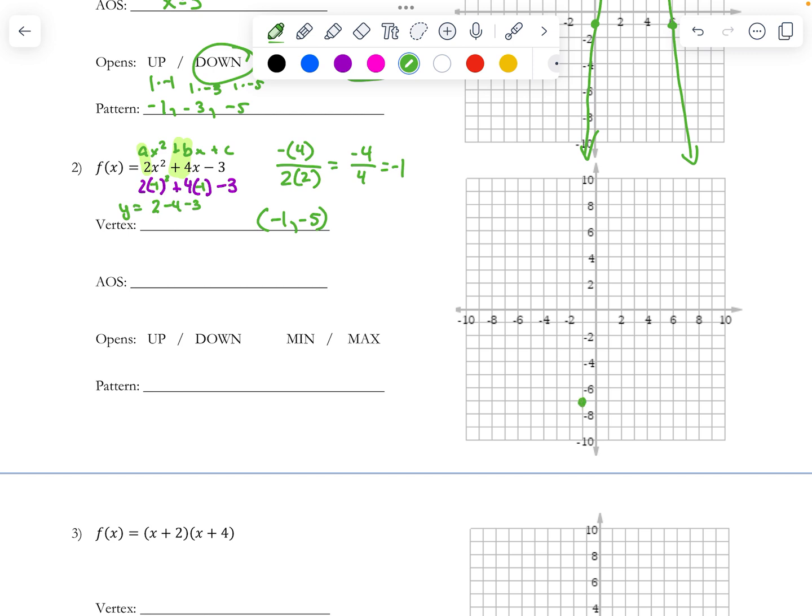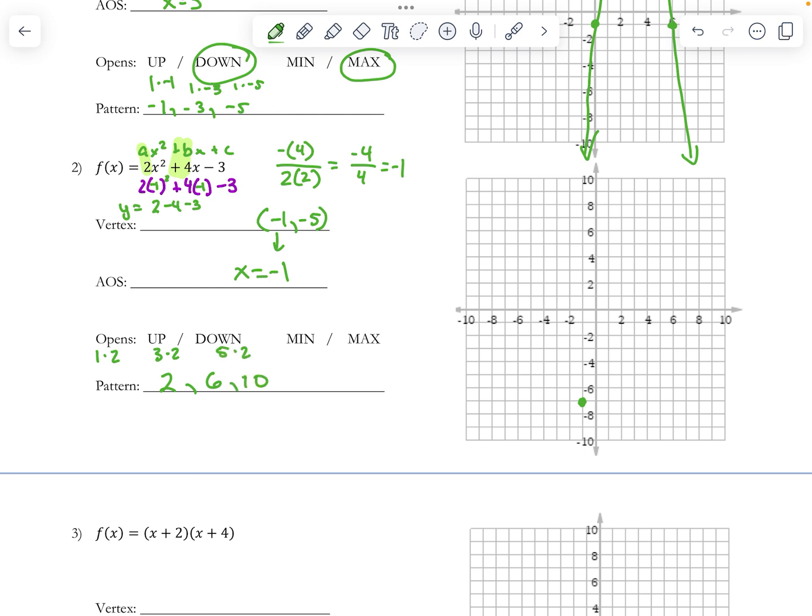Again, you can do this in any order that you want. Remember that your axis of symmetry is just the x value of that, and x is -1 here. So that's literally all you're stating, right? Because that's a vertical line. And then my a is 2. So then my pattern is going to be 1 times 2, which is 2. Then 3 times 2, which is 6. And then 5 times 2, which is 10.